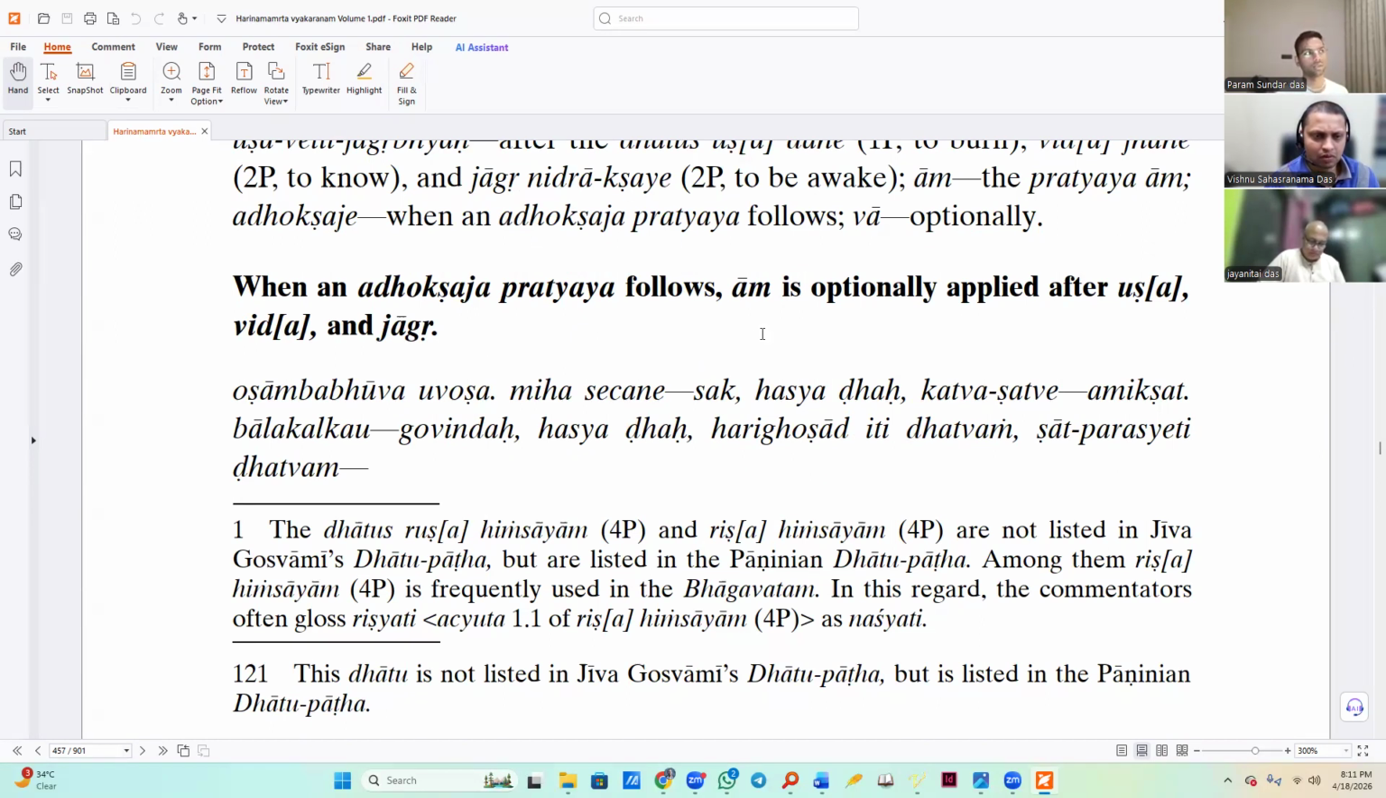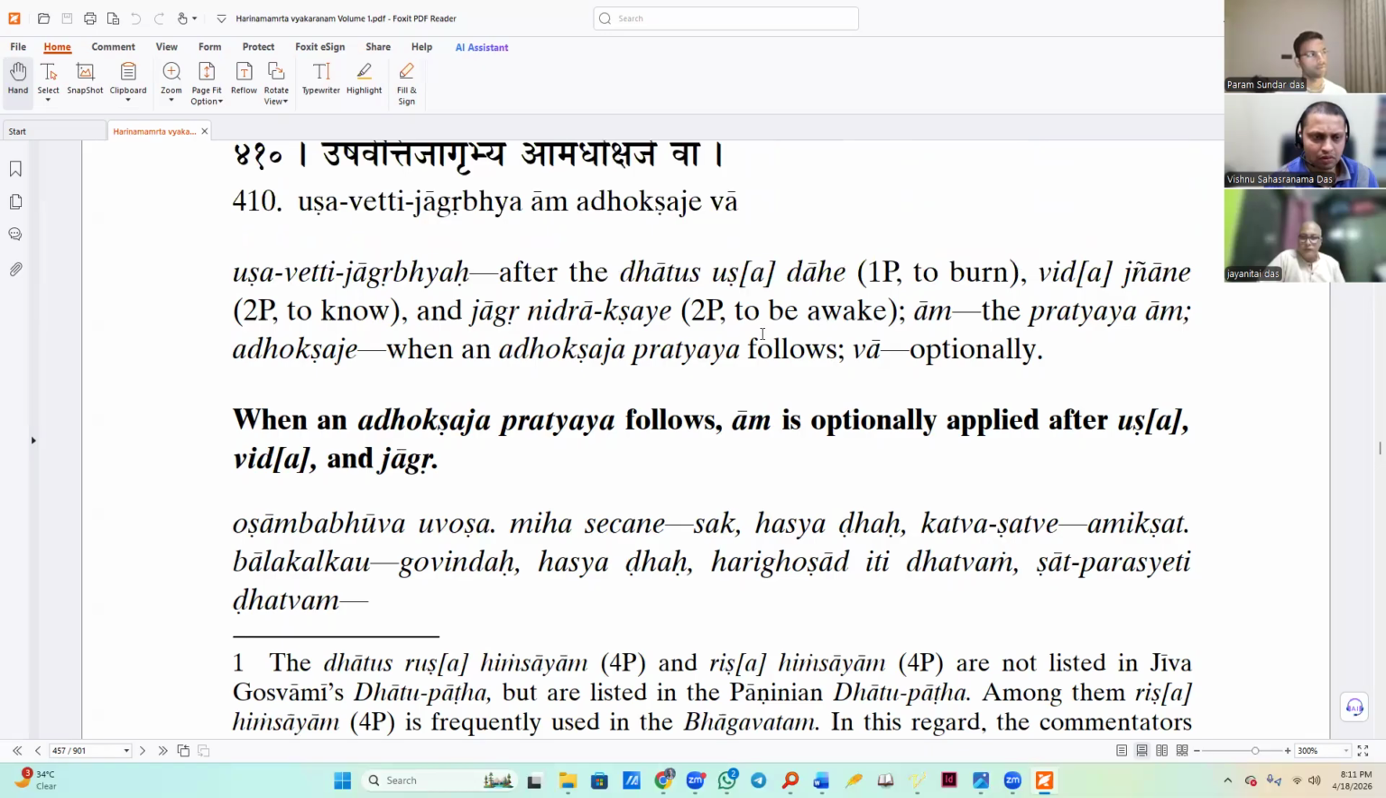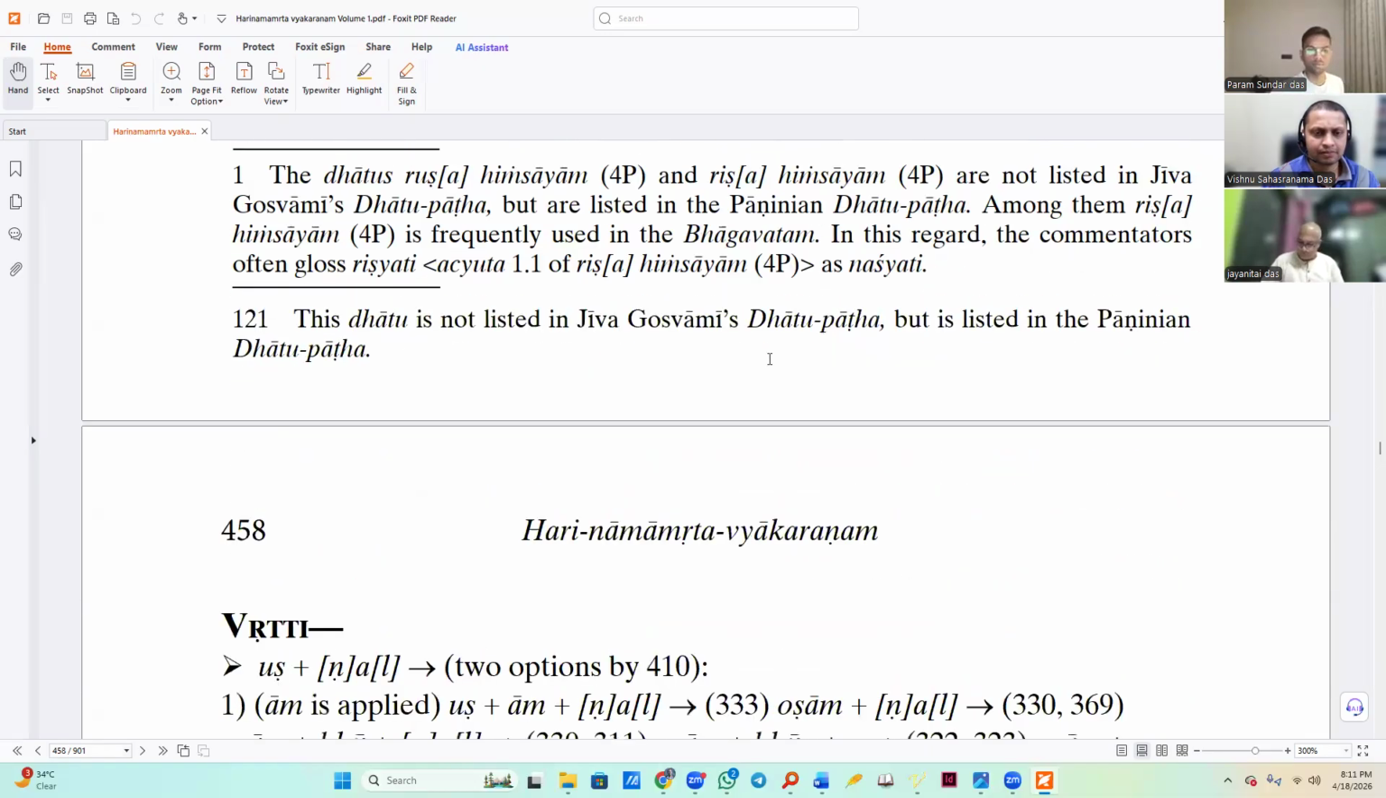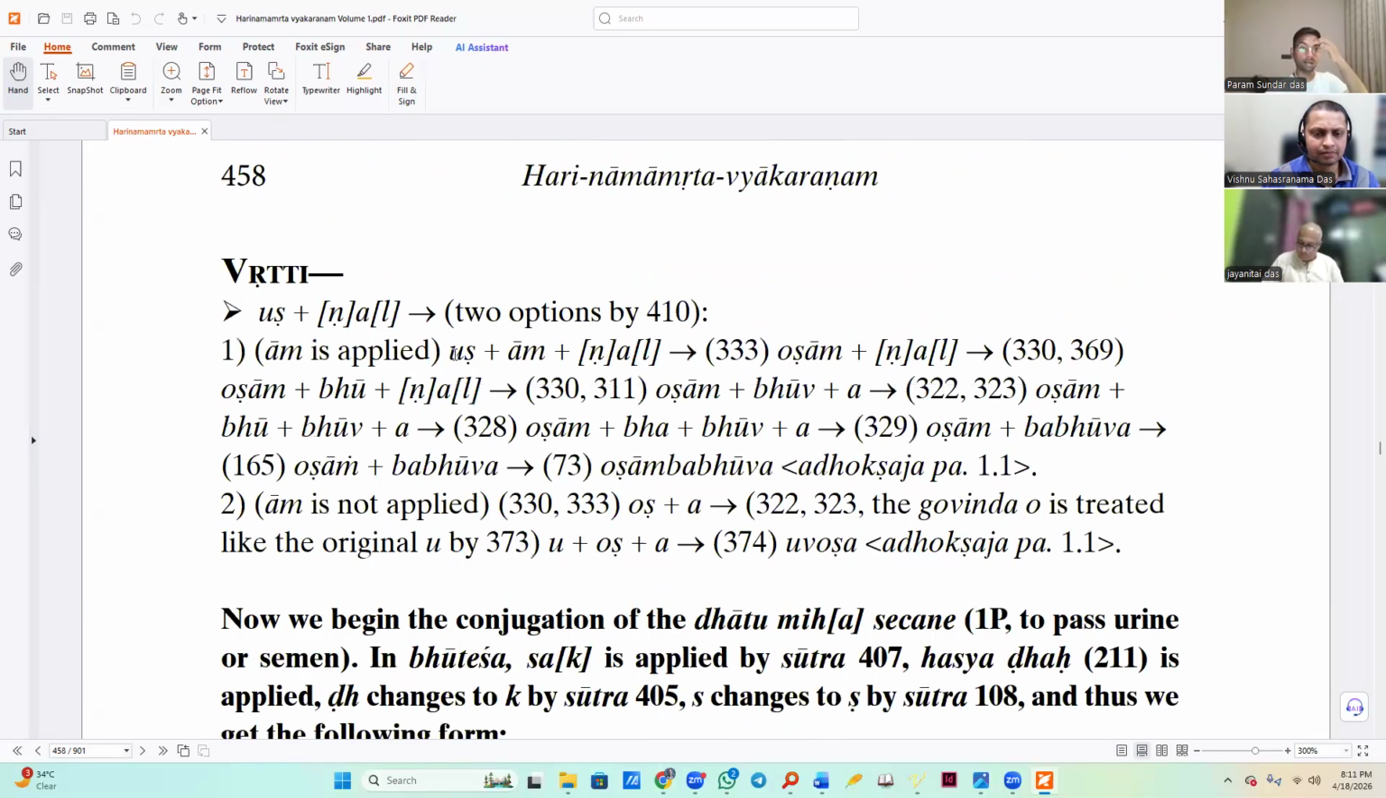Earlier we had a sutra, Aneka Sarveshwara Kasebhyam Amadhokshaje, to insert Am. And now this is another sutra where we insert Am when Adhokshaja is following, so after Usha, Vidya, and Jagri. So Ush plus Null, we insert Am. It's an optional thing.